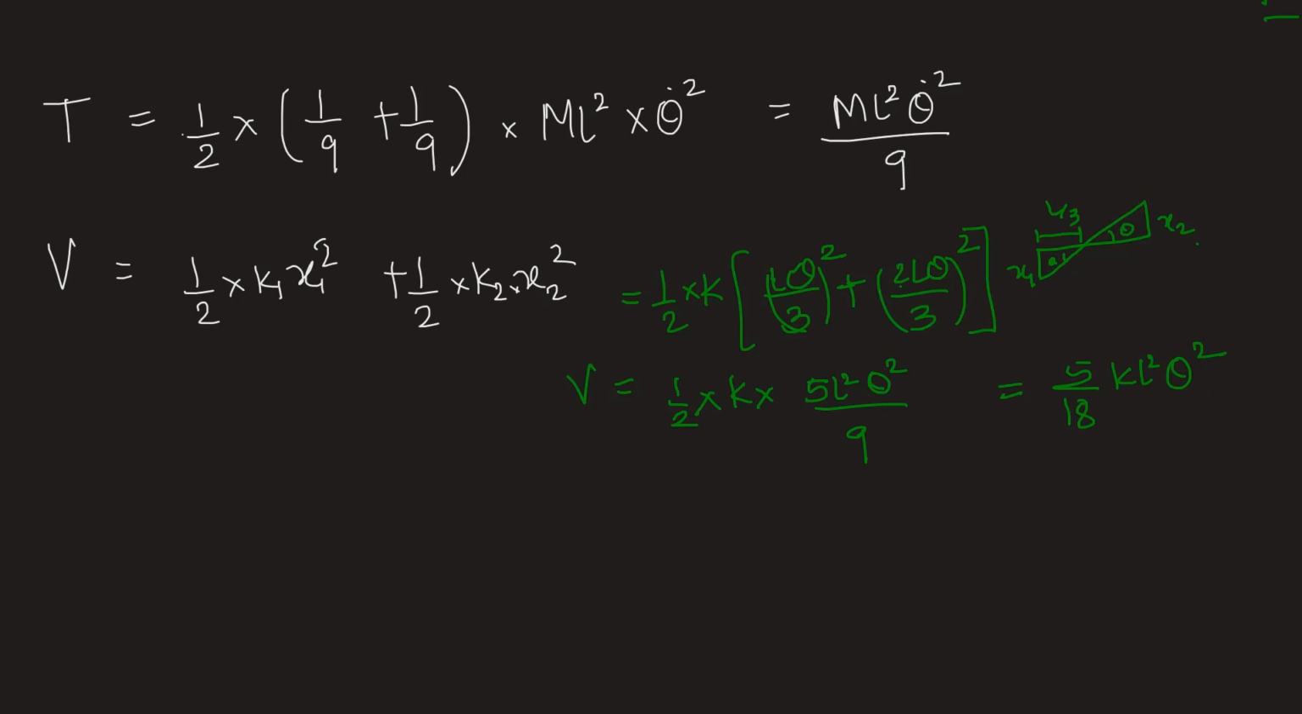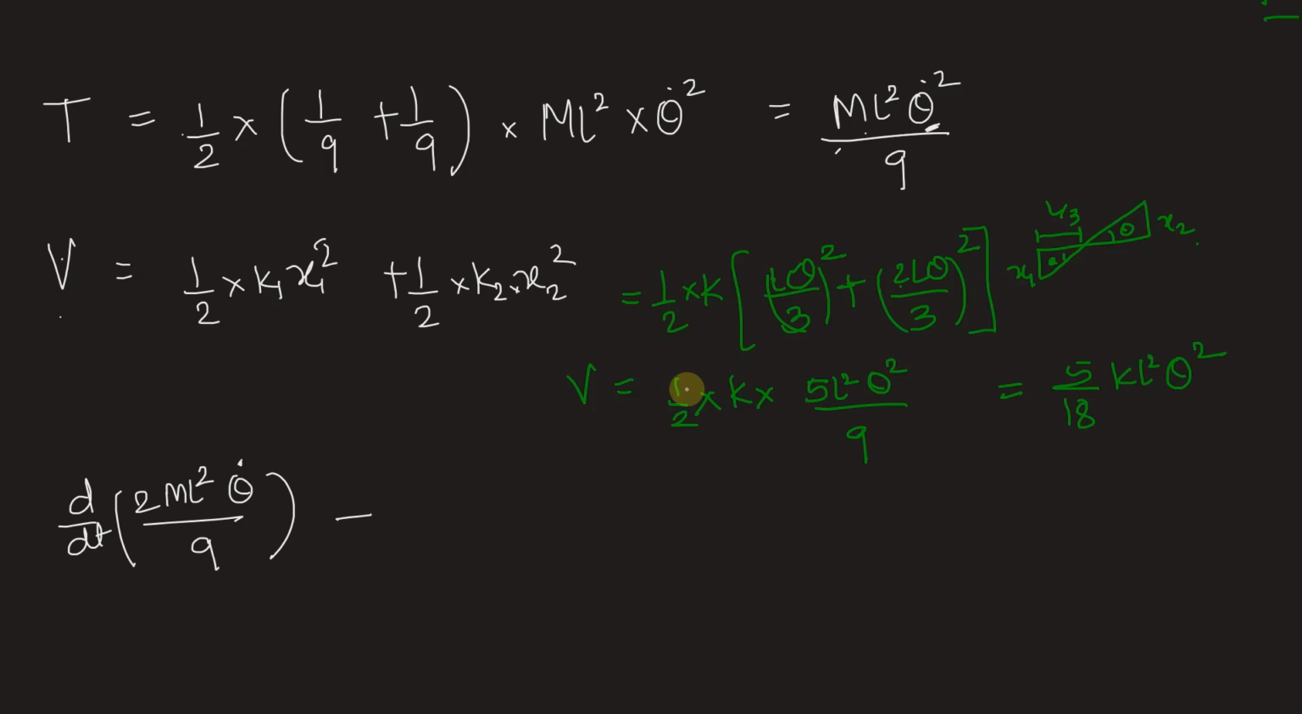Let's write down the Lagrange's equation that we have seen in the first step. d by dt of dou L by dou theta dot. So in the T minus V term, that is the Lagrange term, we have theta dot only in the term of kinetic energy T. So the derivative of this term will be taken here. We have ml square theta dot square by 9. The derivative of this term with respect to theta dot is nothing but 2 into ml square theta dot by 9, minus dou L by dou theta.